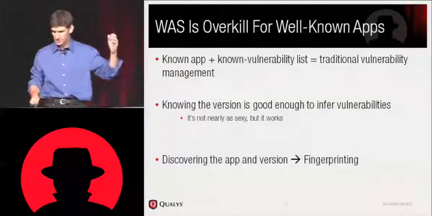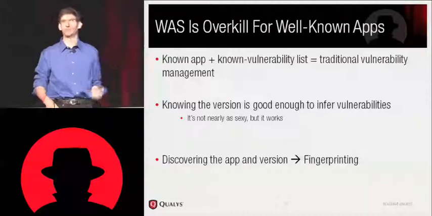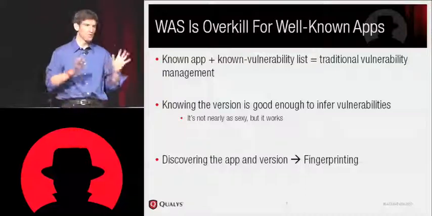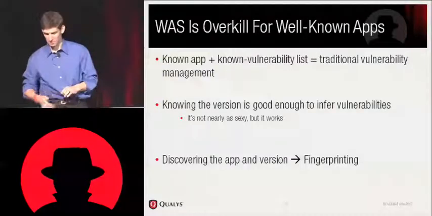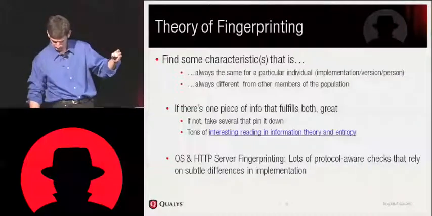So knowing the version is good enough to infer these well-known vulnerabilities. It's definitely not as sexy as WAS, but this works, and I'm going to talk a little bit about why it works. So discovering the app and the version is fingerprinting.